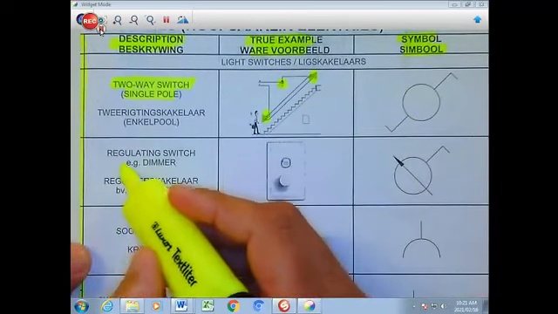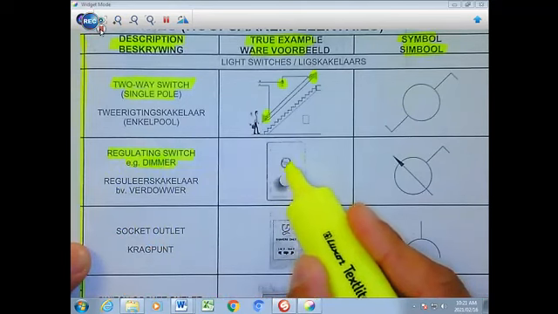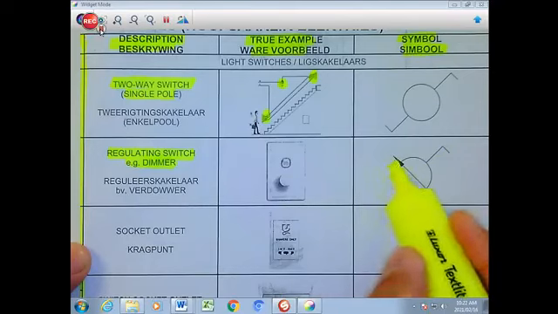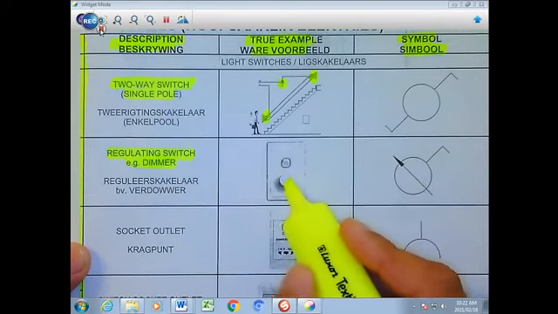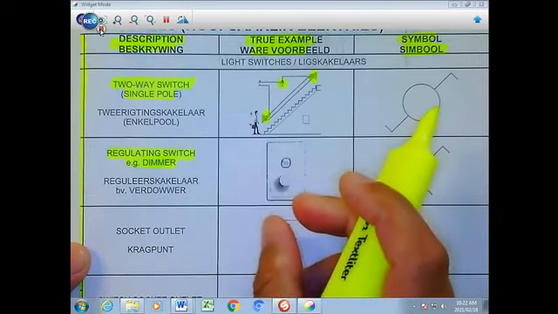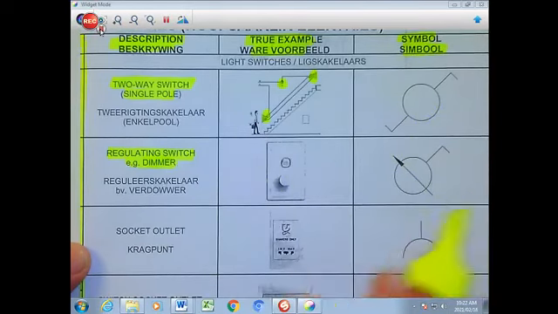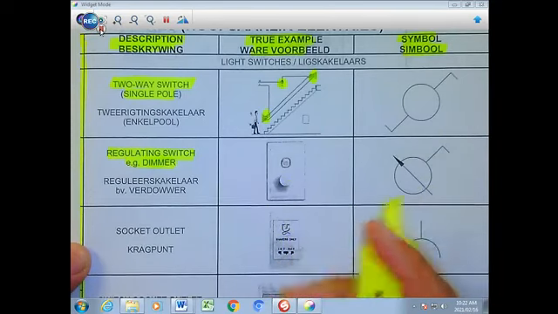Then you have a regulating switch, which is called a dimmer. It is a switch which is a single pole, but it has a line with an arrow head through the middle of the circle, which indicates the dimmer, which is a device that actually turns depending on the amount of light that you want to expose, and that allows you to either decrease it or increase it.